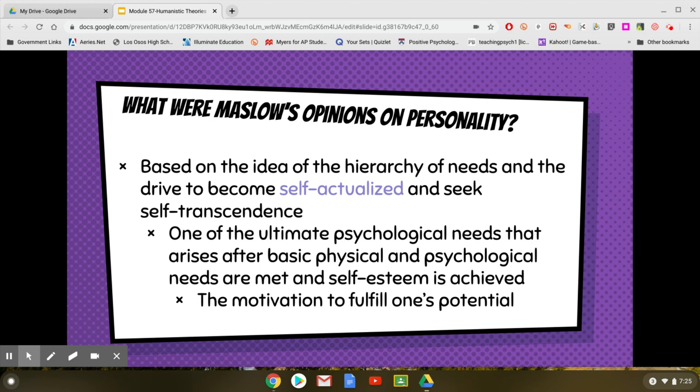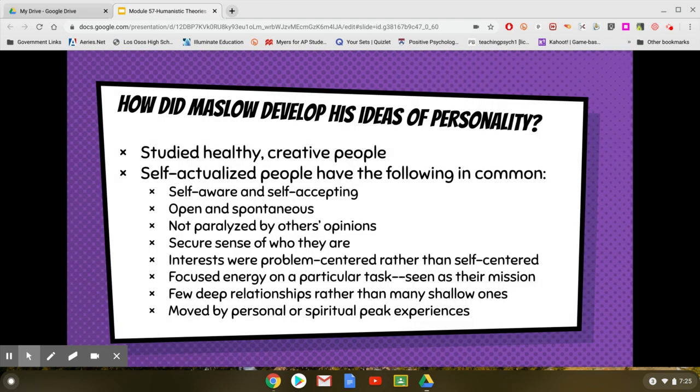So now how does this relate to personality? Maslow's opinions on personality were based on the idea of this hierarchy of needs and a person's drive to become self-actualized and then to seek self-transcendence. According to Maslow, one of the ultimate psychological needs arises after physical and psychological needs are met and self-esteem is achieved. That's self-actualization. We're motivated in the way we think, feel, and act to fulfill one's potential. So, how did he develop his ideas of personality?